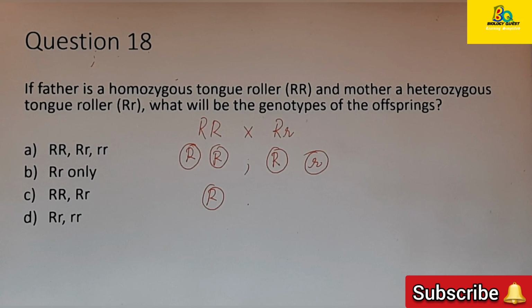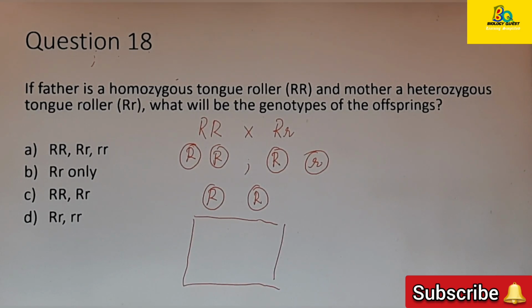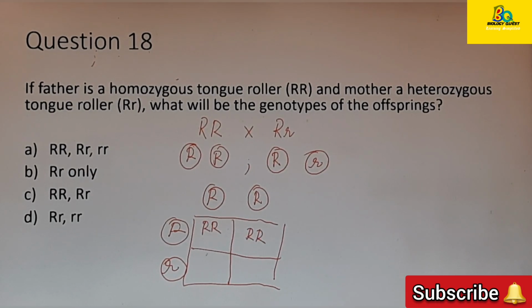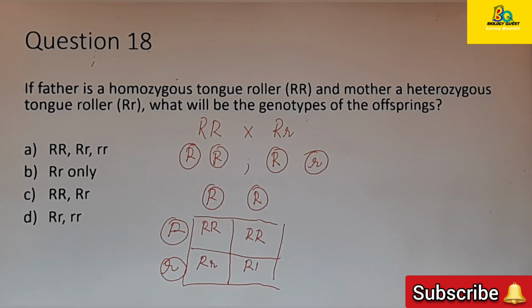The gametes of one parent, father, along one side and the gametes of the other parent along the other side. Capital R, small r. These are the gametes of the mother. Okay, now the genotypes of the offsprings are written in the subsquares. So what will be the genotype? Capital R, capital R. Here capital R, capital R. Here this will be capital R, small r. This will be capital R, small r.